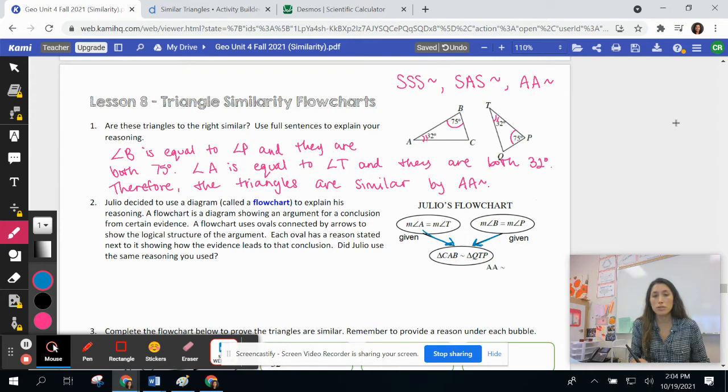So our flowchart uses ovals connected by arrows to show the logical structure of an argument. Okay, each oval has a reason stated next to it showing how the evidence leads to that conclusion. So yes, the evidence was the same in a different format.